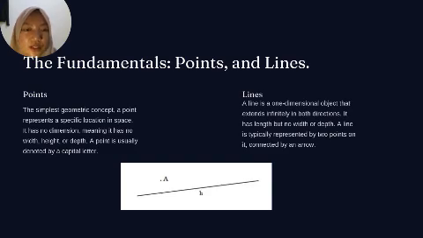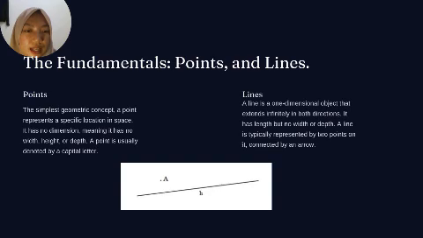The simplest geometric concept, a point represents a specific location in space. It has no dimension, meaning it has no width, height, or depth. A point is usually denoted by a capital letter.